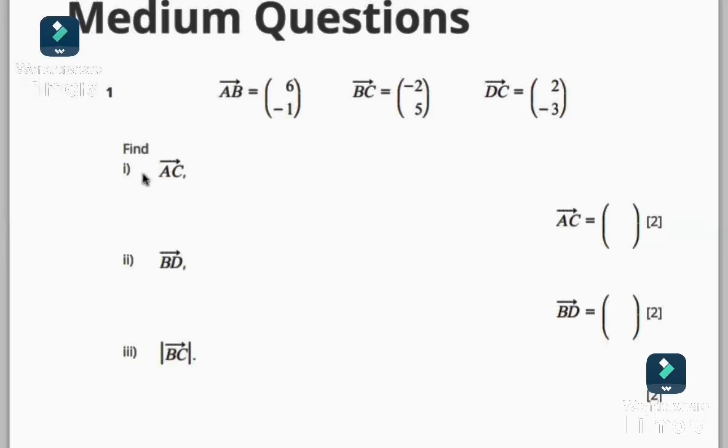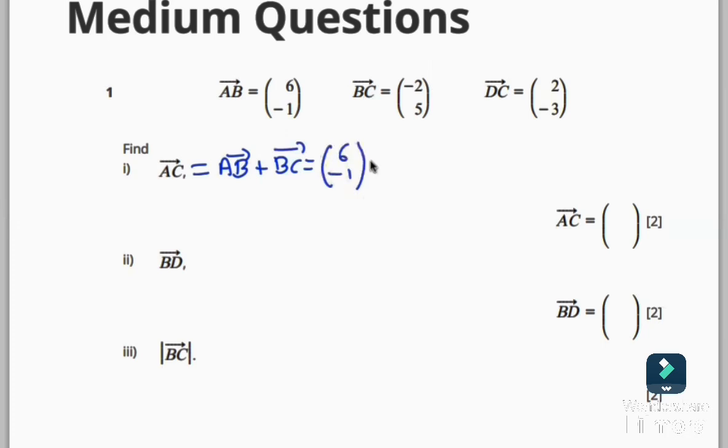Question number one, sub-question i, AC. So we can take AC as A to B and B to C. Just simply add the components of the two vectors, (6, -1) plus (-2, 5). So it will be 6 minus 2, which gives you 4, and minus 1 plus 5 will also be 4.